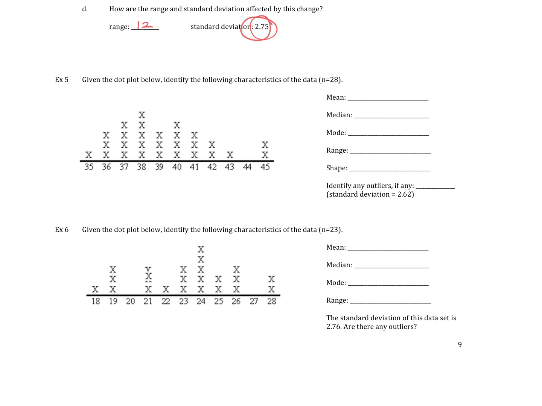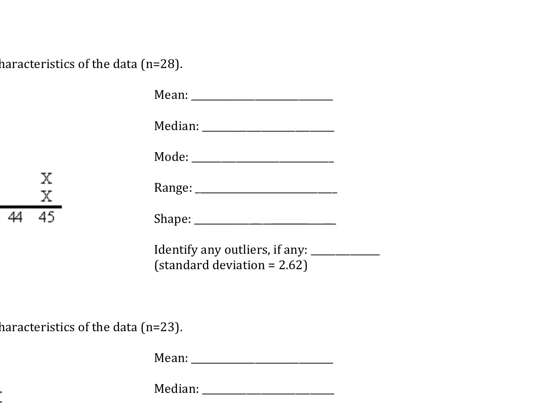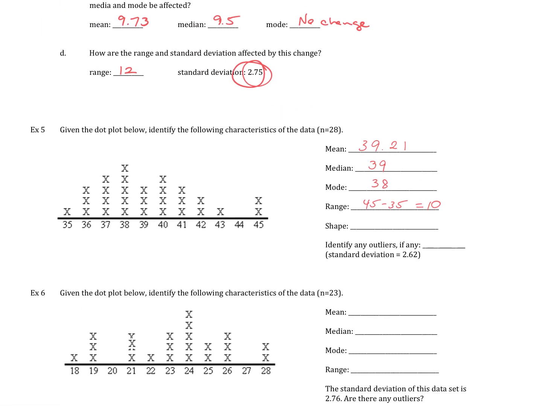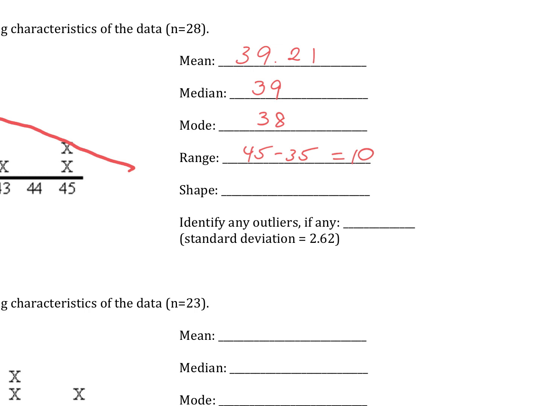All right, let's go ahead and look at example 5. I'm just going to go ahead and give you those data points. The mean is approximately 39.21. The median is 39. The mode is 38. The range, now we're looking at 45 to 35, so that's a range of 10. And for the shape, I've got this big hump to the left, and then it's like a slide down. So this means it is skewed right.